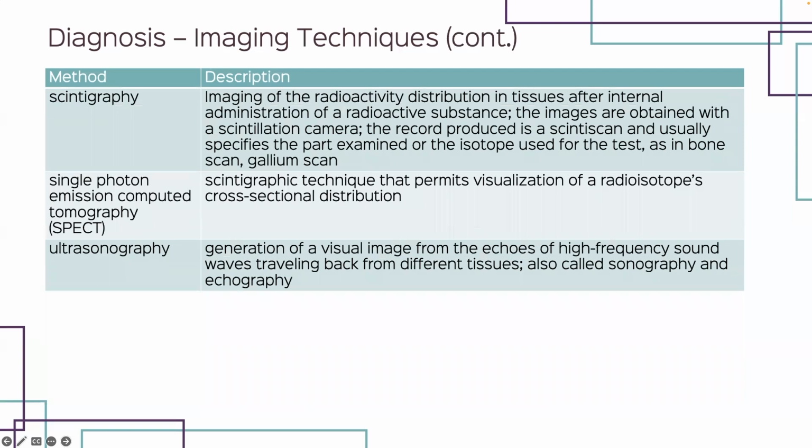And then just here's three others. You have a scintigraphy, a SPECT, which is going to help when you have cancer, and then your ultrasonography, or your ultrasound.